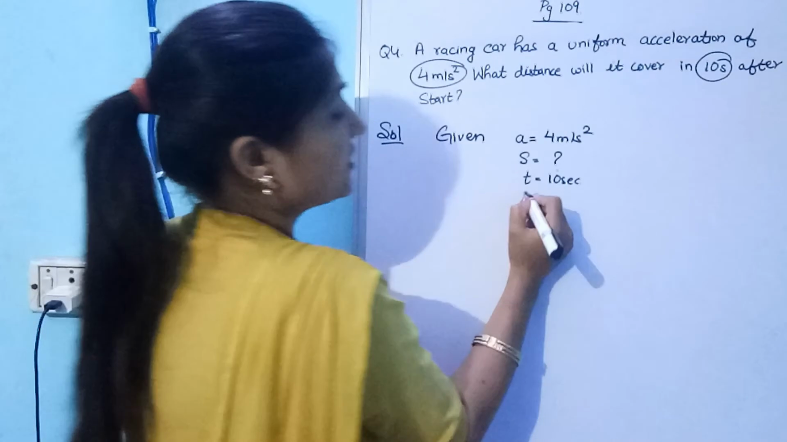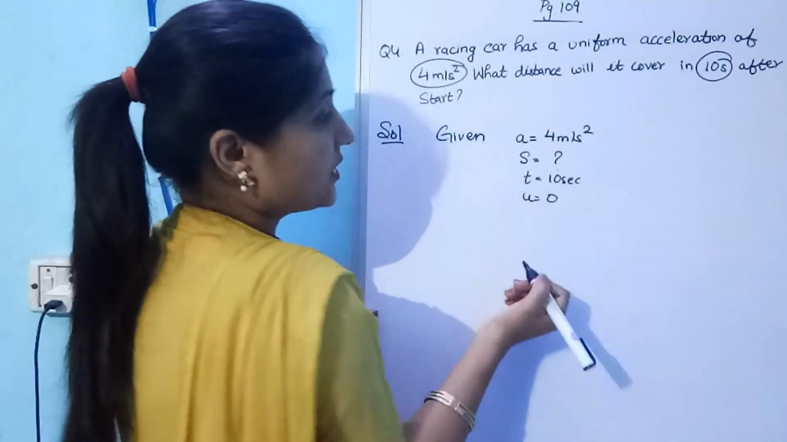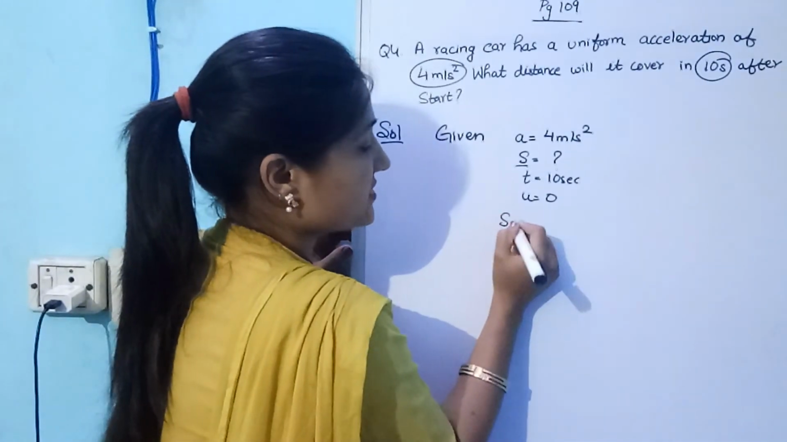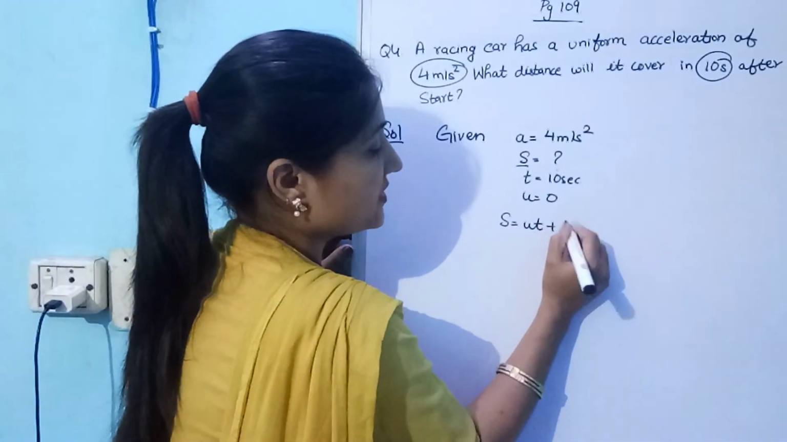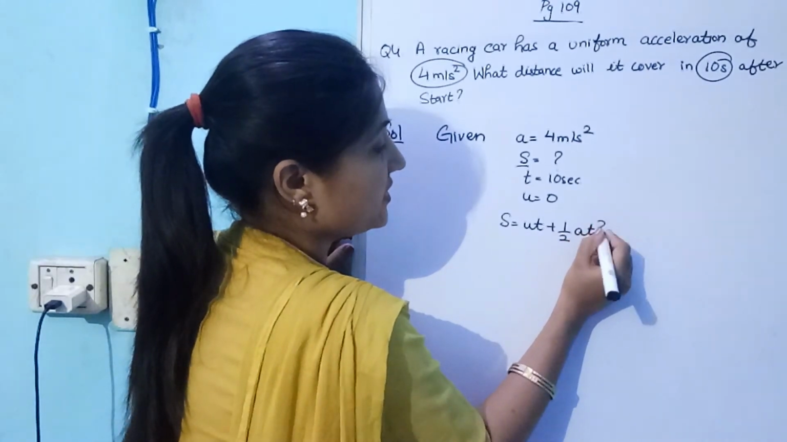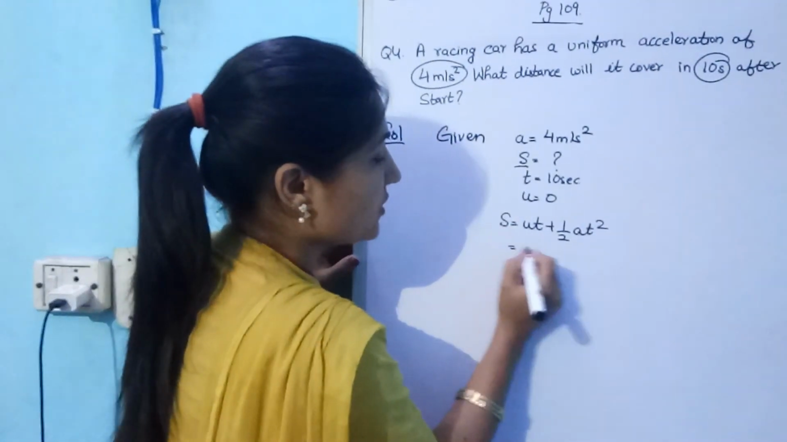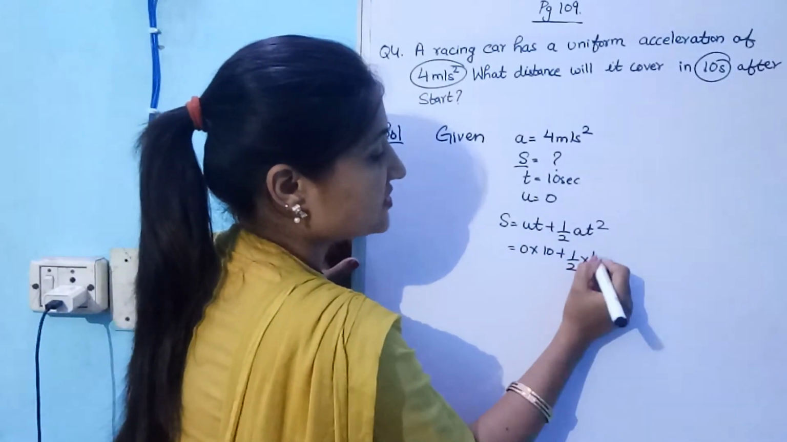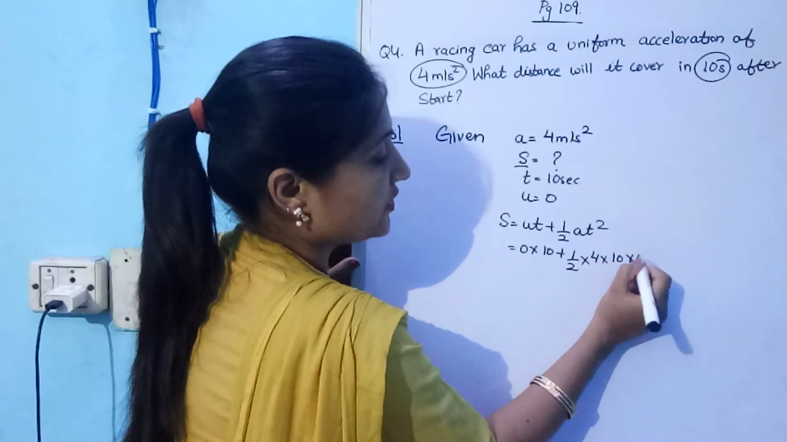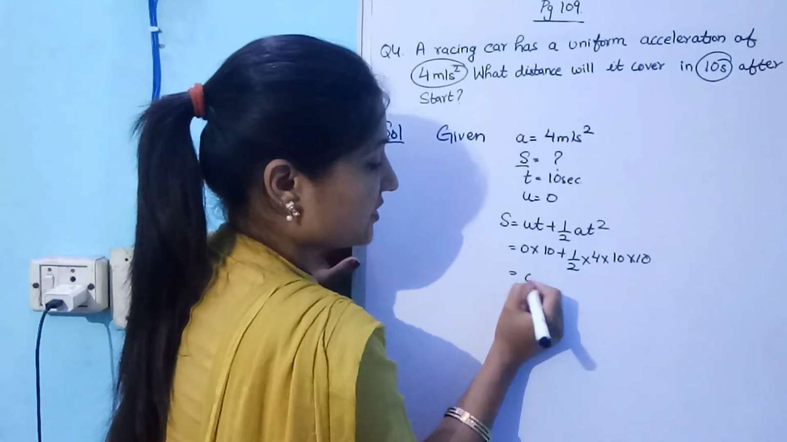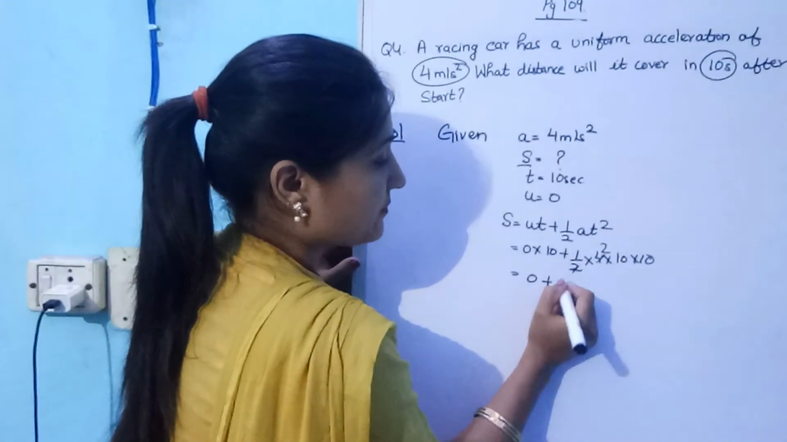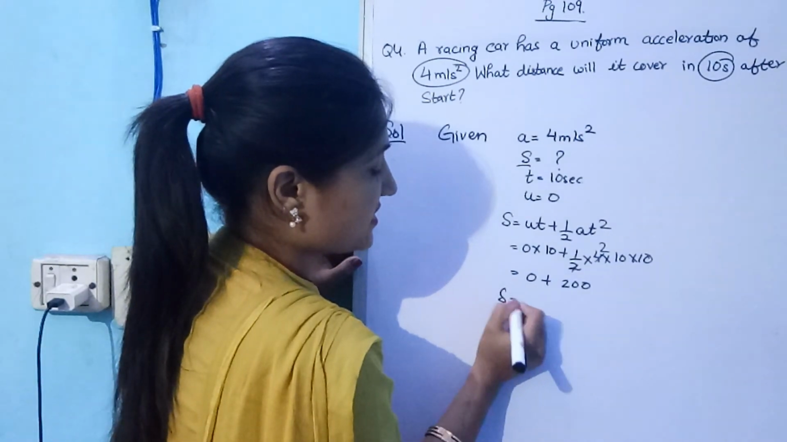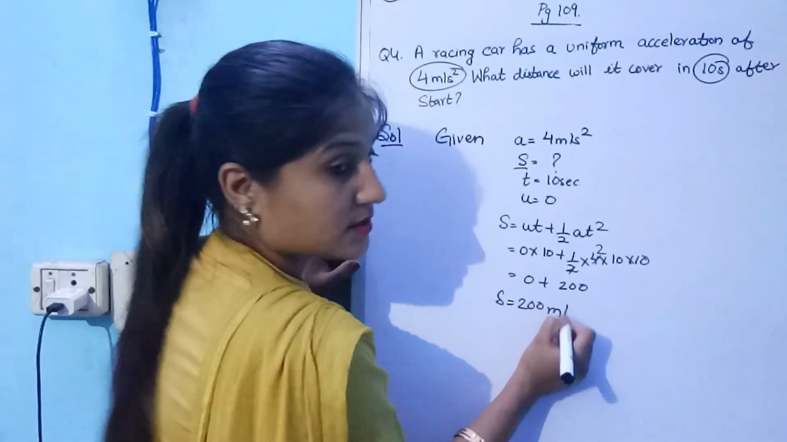So racing car, u is equal to 0. Okay, now the formula for finding s is s is equal to ut plus half at square. Now put the values: u is equal to 0, t is equal to 10, plus half, acceleration is 4, into 10 into 10. That means 0 plus 200. That means s is equal to 200 meters.